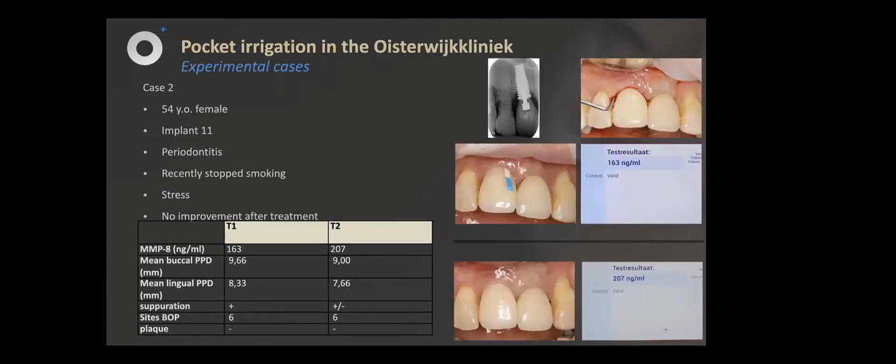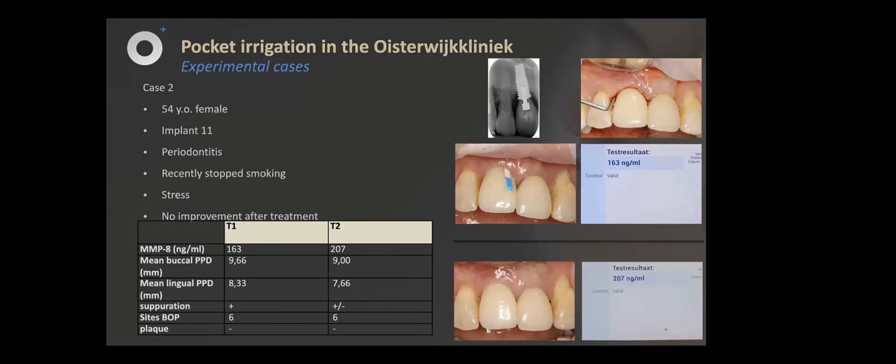The second case is a 54-year-old female, implant on 1/1. She had periodontitis, which was treated. She has recently stopped smoking. Yes, she's a stressful person, and we saw no improvement after treatment, and you even see a worse situation of periodontal and peri-implant breakdown.